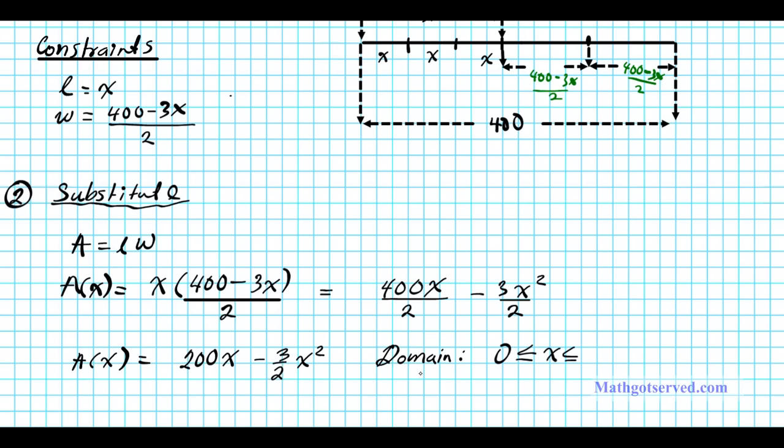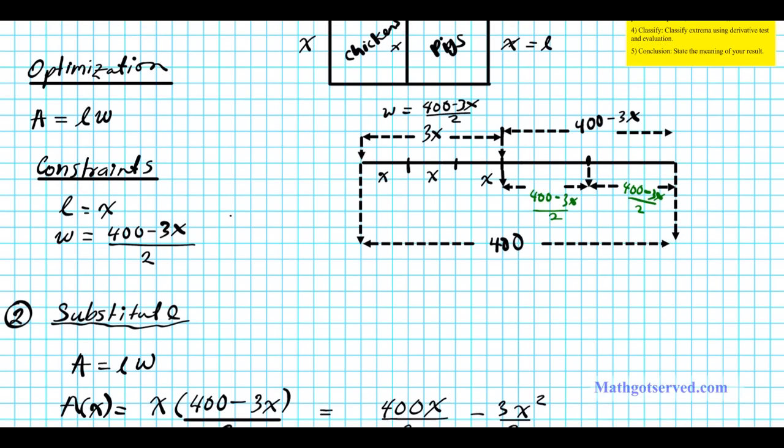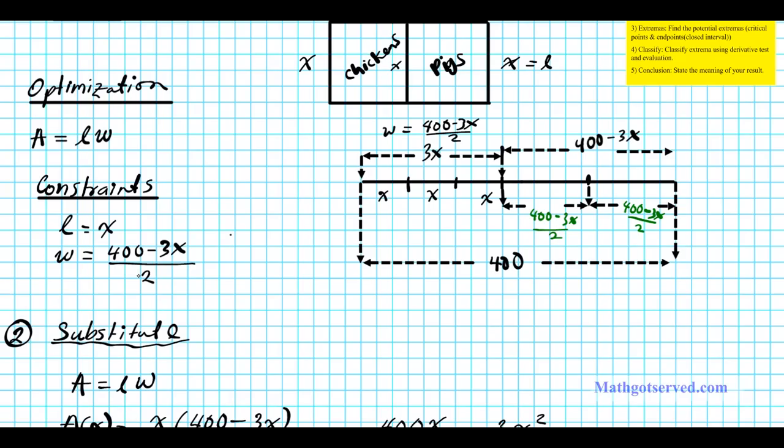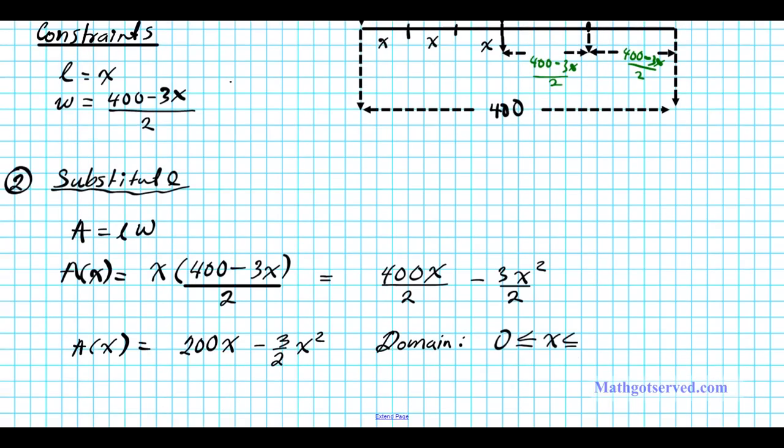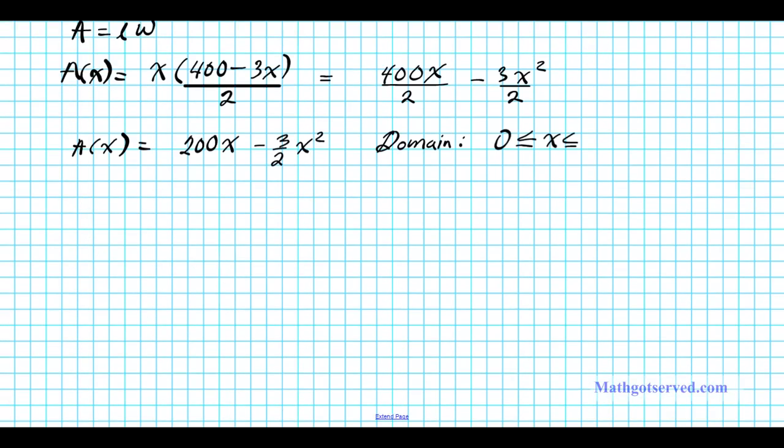Now how big can x get? We can easily find out the constraint on x by looking at the width. The width cannot be negative, because as x gets increasingly large here, we can see that this number gets smaller. Since the width has to be greater than or equal to 0, that means that (400 minus 3x) over 2 must be greater than or equal to 0.